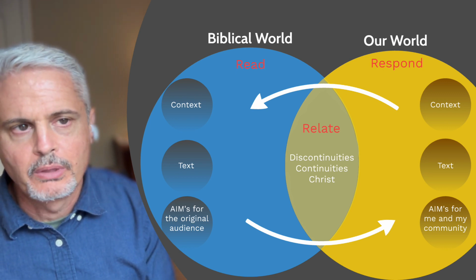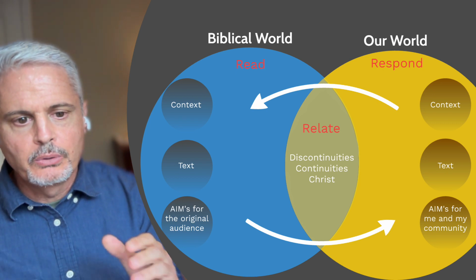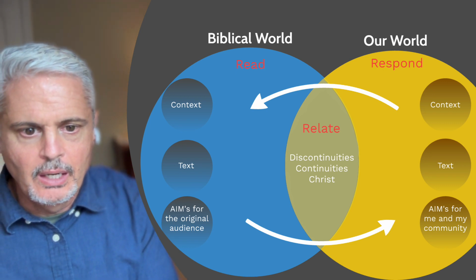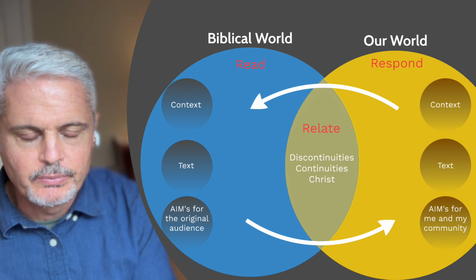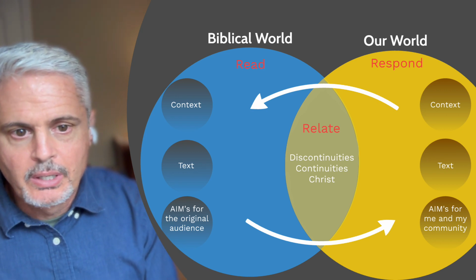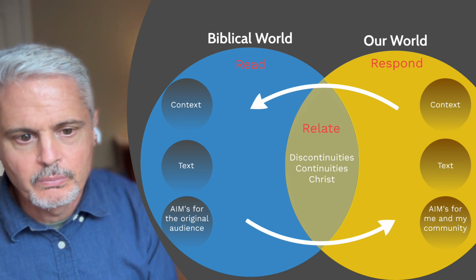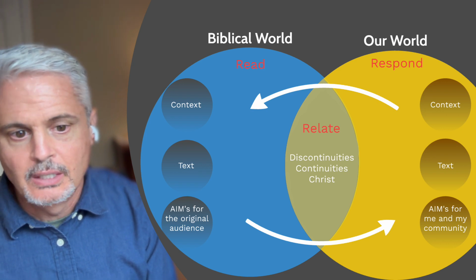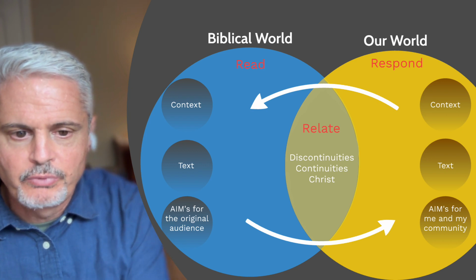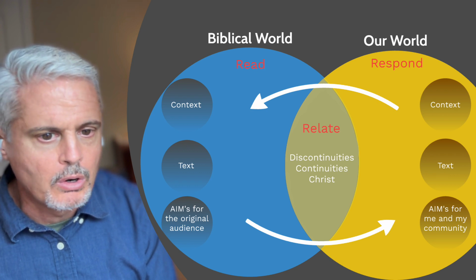And then we're going to come up with what we call aims for the original audience. We're going to also think through how we relate what we read, and what the author was communicating to his original audience, to us today. Because the scriptures were not written initially to us. They were written to another audience in another context 2,000 to 3,000 years ago. So how do we take what we've read for another audience and relate that to us today? We're going to walk through that.